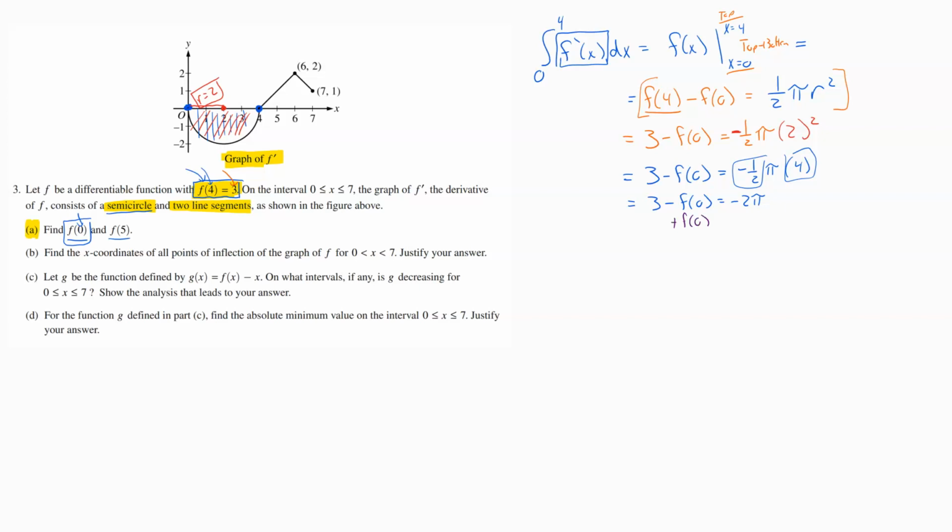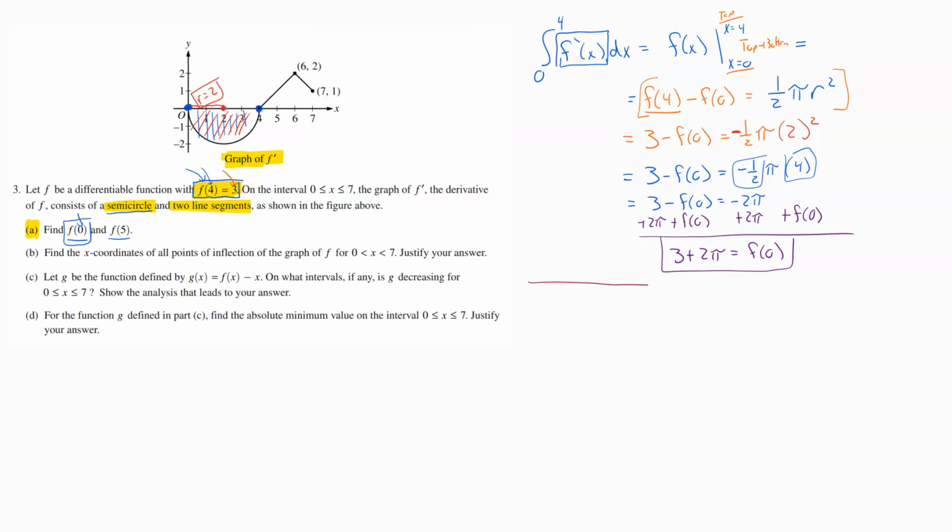So we're going to add f of 0 over to this side to make it positive, and then we'll add the 2 pi over to the other side to get that f of 0 by itself. So 3 plus 2 pi is what we get on the left, and that's going to equal f of 0. So right now we found our first answer. Our f of 0 is going to equal 3 plus 2 pi. We don't have a calculator, so that's as far as we can take it.